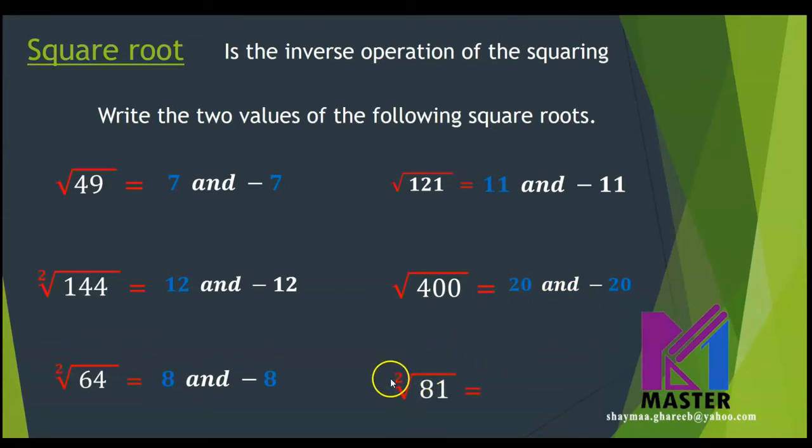Now, square root of 81. 81 is a square number of number 9. So the answer will be 9 and negative 9.